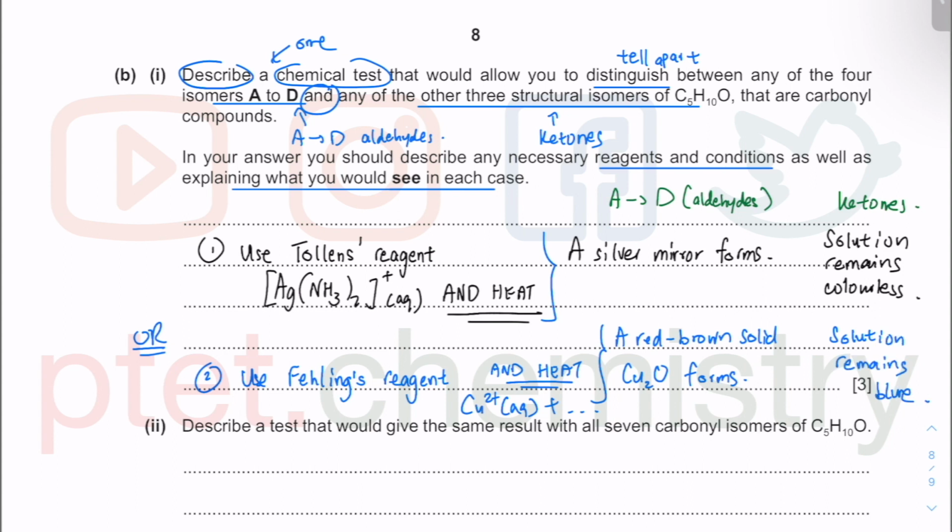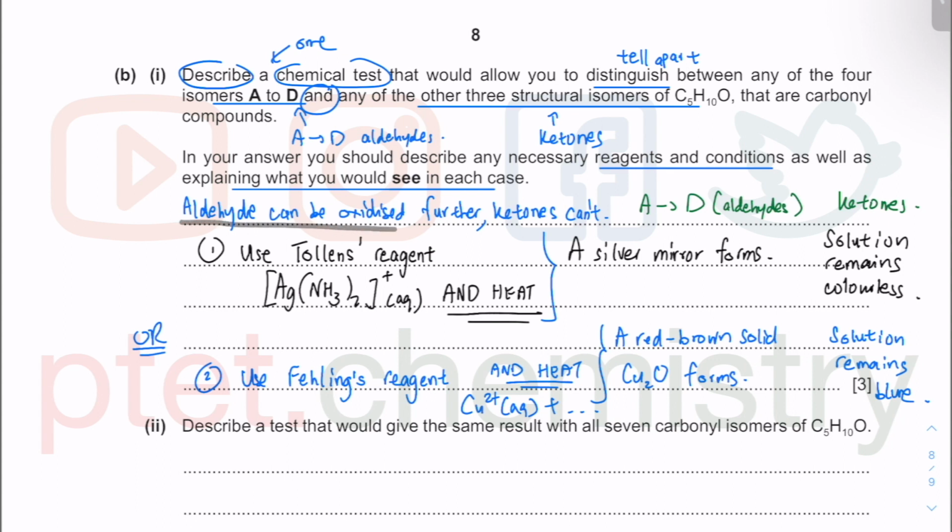So they say, describe a chemical test. How can you tell apart? You should describe any reagent and condition, explaining what you would see. So in terms of explanations, aldehydes can be oxidized further. Ketones cannot, or ketones can't be oxidized further. Hopefully that makes sense to you. That is in terms of explanation.